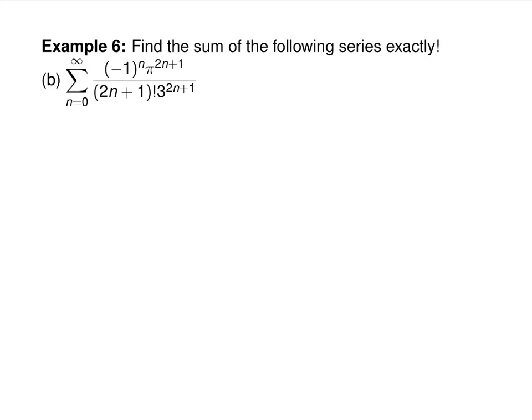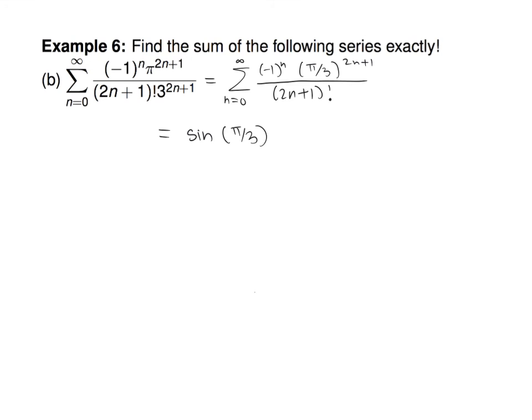Okay, this guy, well, that 2n plus 1 factorial should give you a big hint that this might be sine. So first notice that this is true: negative 1 to the n, pi over 3 all to the 2n plus 1. It's kind of like this was simplified and then that 3 to the 2n plus 1 was thrown in the denominator. So this is the Maclaurin series for sine with pi over 3 plugged in. And sine of pi over 3 is the y at that angle, which is root 3 over 2.